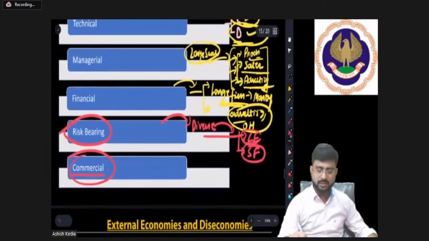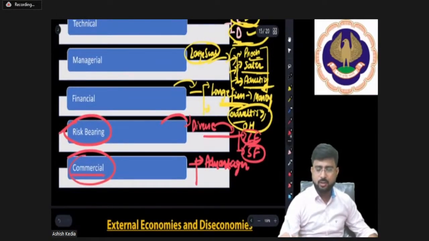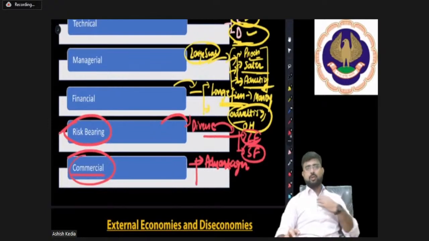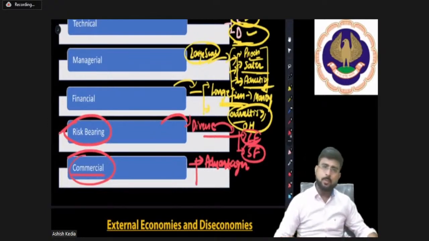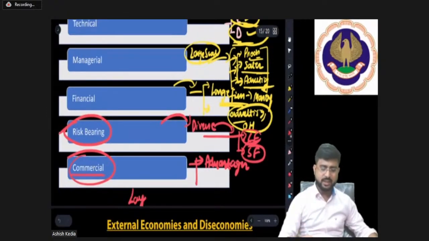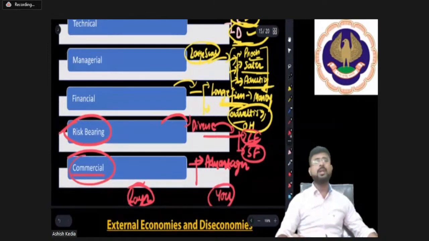So dear friends, commercial economies are advantages. Suppose a company, I'll ask you a question. Okay, you will tell me. Guys, Lay's is in the chips business. You all are also planning to do a chips business. Okay, one side there is Lay's, other side there is you. Both of you are competing against one another.